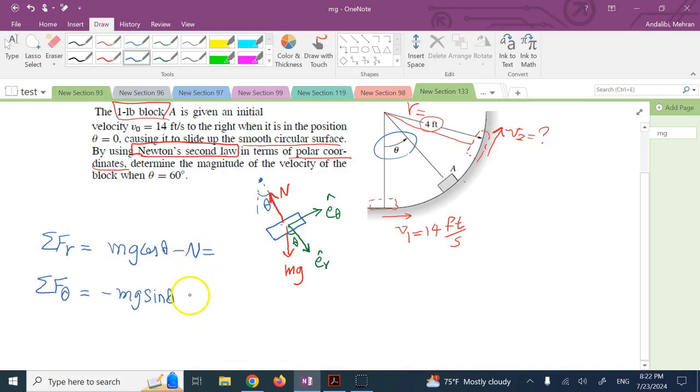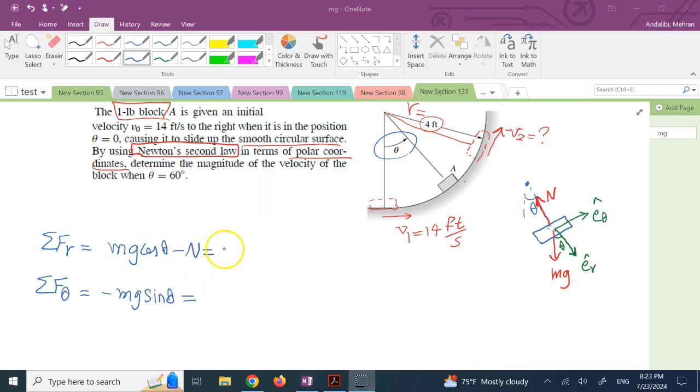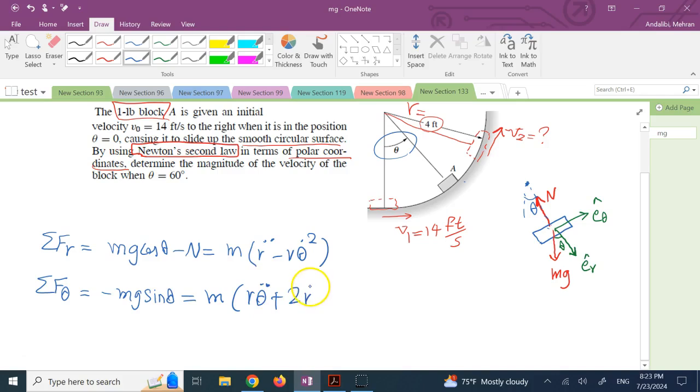These two are equal to what? So this is equal to mass times acceleration radial, and acceleration radial, if you remember, is r double dot minus r theta dot squared. And this is mass times acceleration theta, which is r theta double dot plus 2 r dot theta dot, right? The Coriolis acceleration. So what you need to find are basically these components.